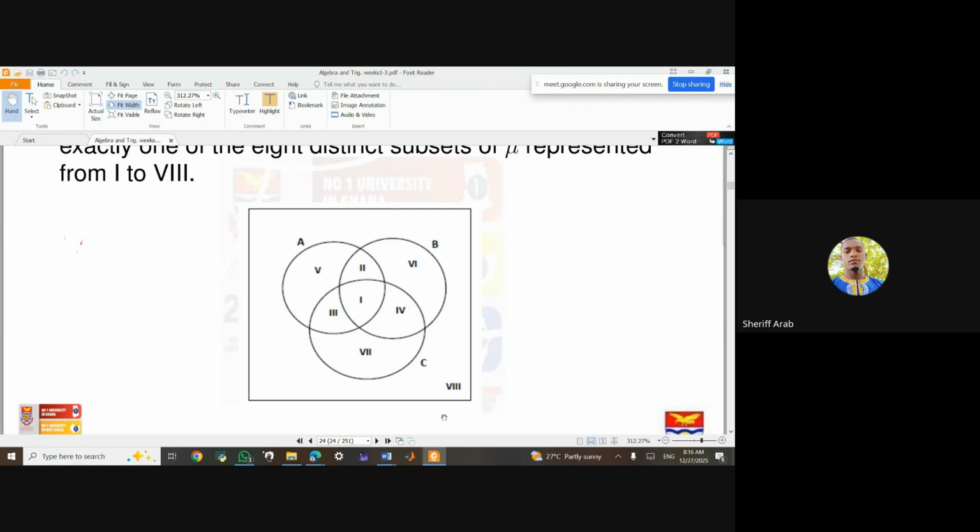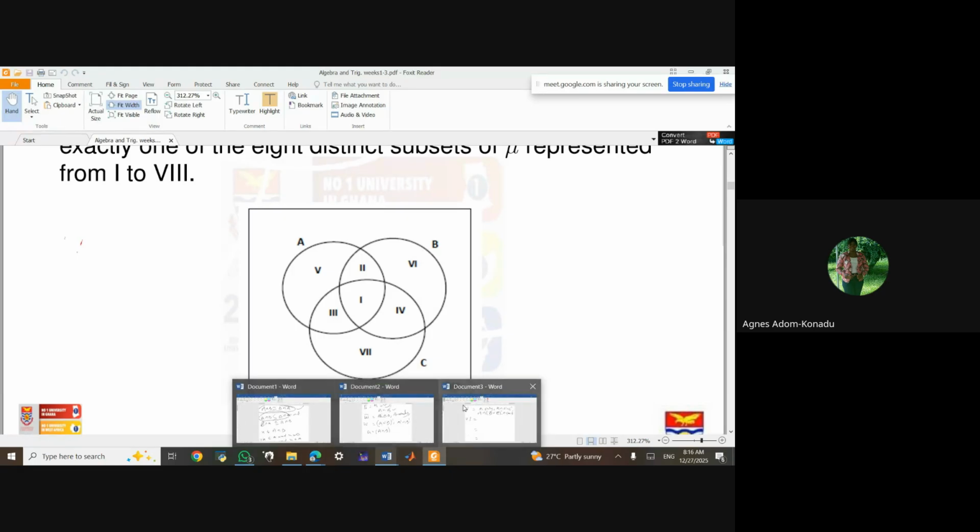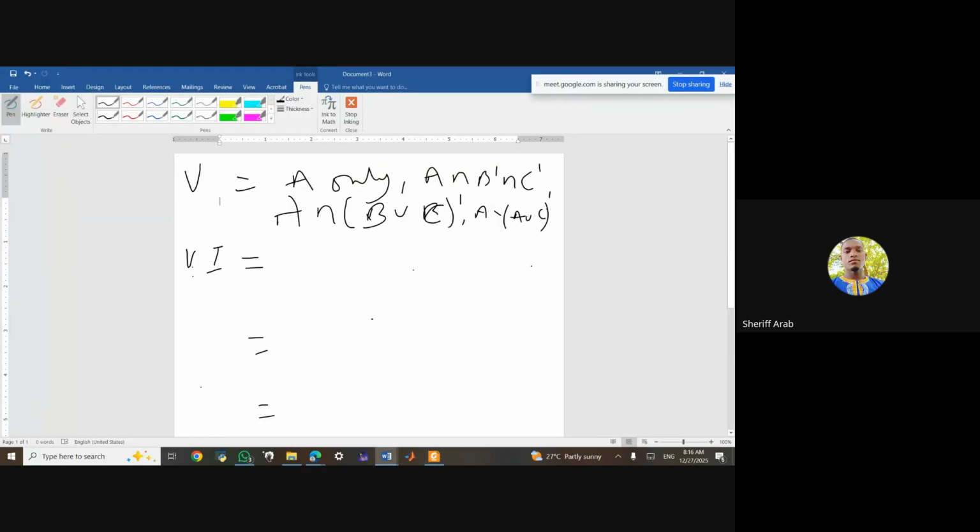What about the VI? I think it should be A complement intersection C complement intersection B, or intersection C complement. Any other? Madam, it's also B only.